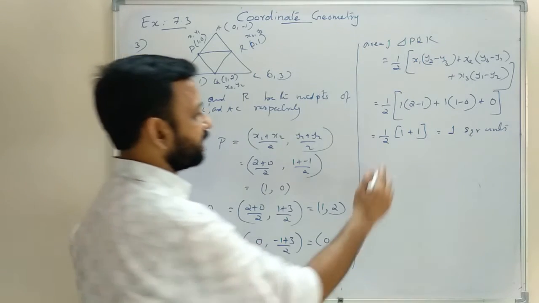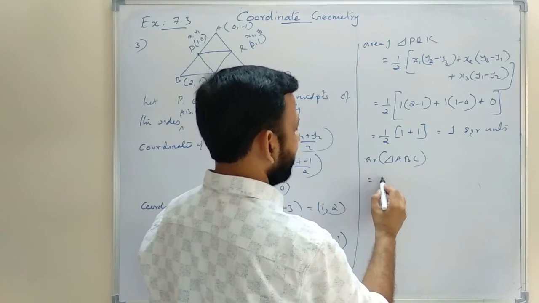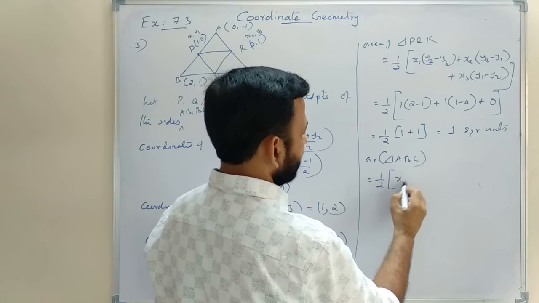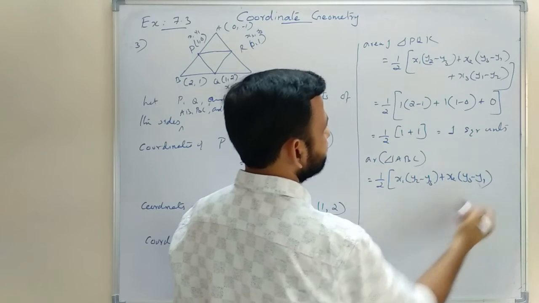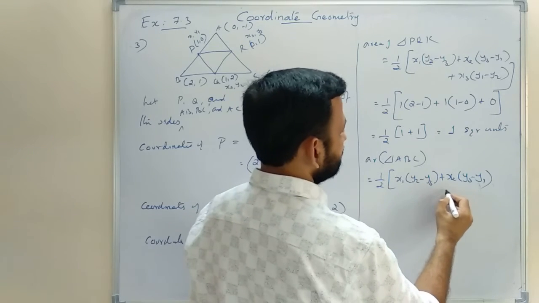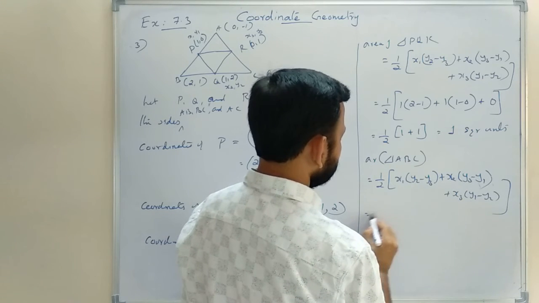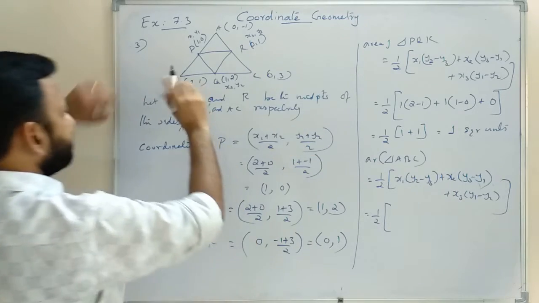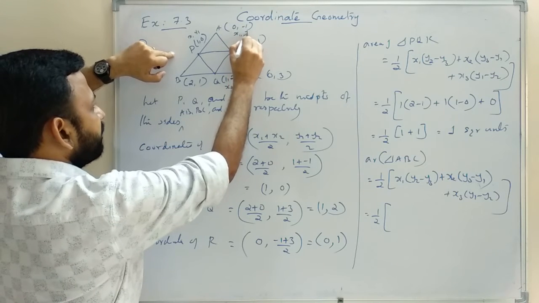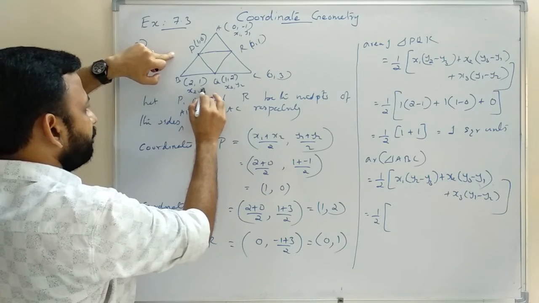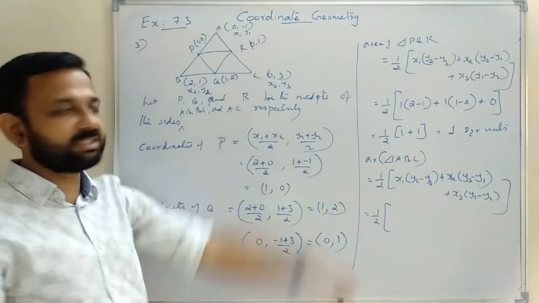Similarly, we can find the area of triangle ABC. Area of triangle ABC equal to, again that same formula, 1 by 2 into x1 (y2 minus y3) plus x2 (y3 minus y1) plus x3 (y1 minus y2). When we find the area of triangle ABC, we can take it as x1 y1, this one x2 y2, and we will take this as x3 y3. So we can replace those values.